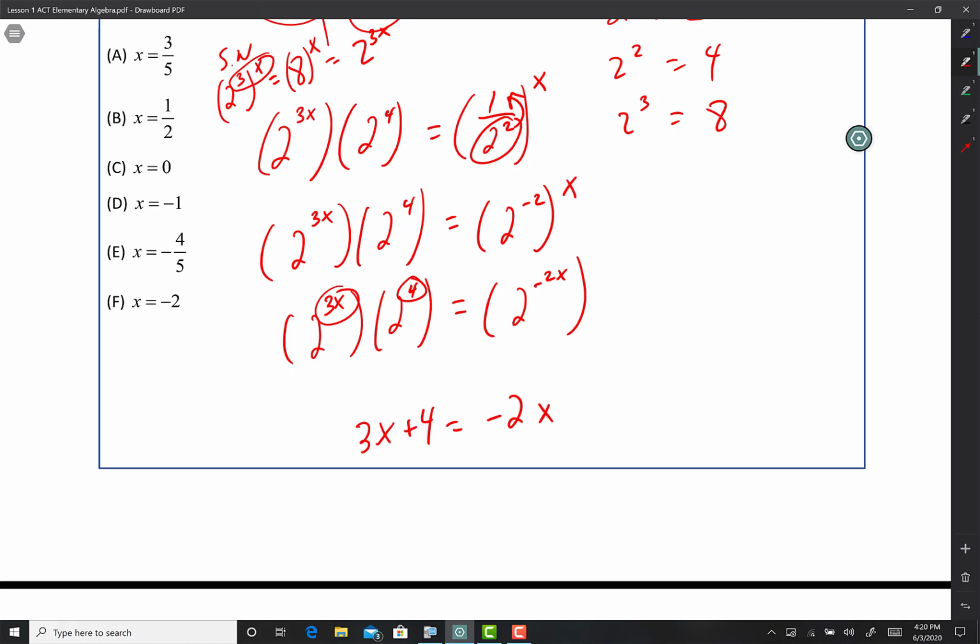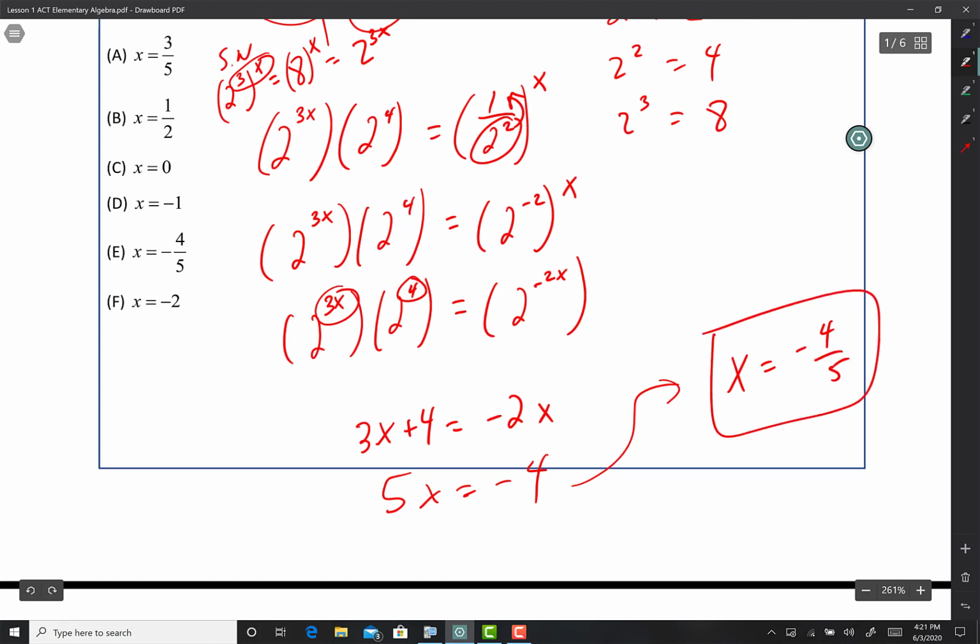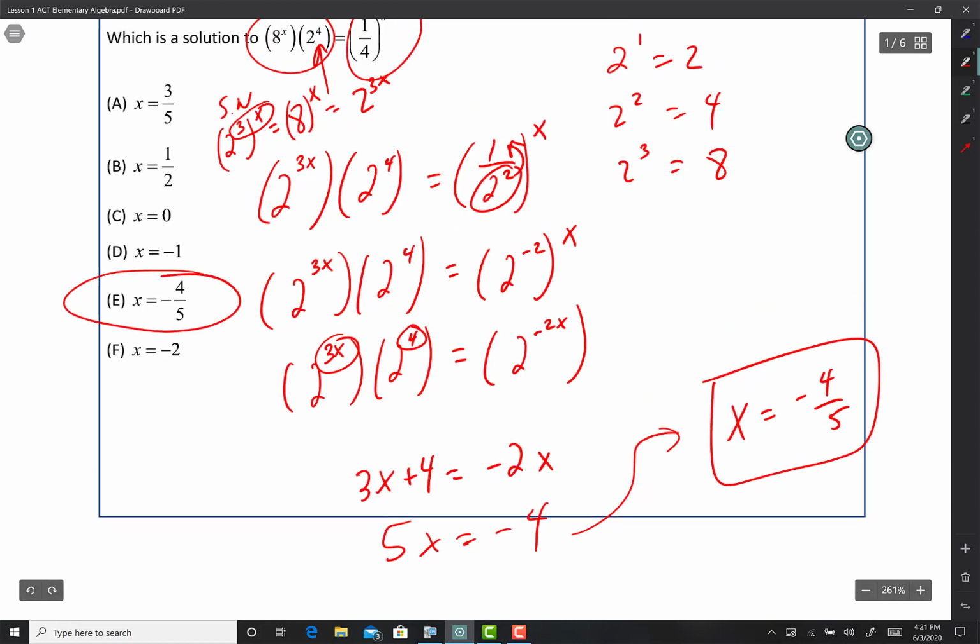So I'm going to move the 2x to the left and move the 4 to the right. So 3x plus 2x is a 5x, and then negative 4, and then divide by 5. So I have x equals negative 4/5. And I look for that answer, and there it is, guys.